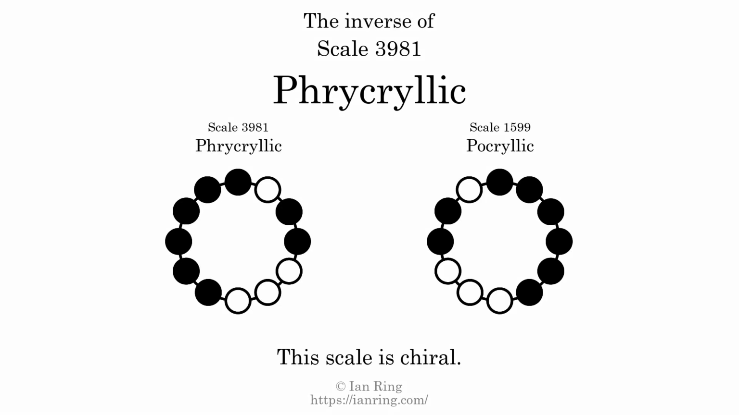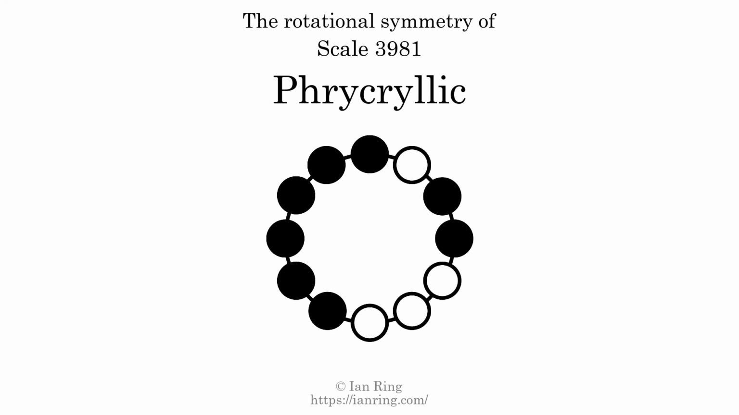The inverse of a scale is a mirror image. It is what you get when the sequence of intervals is reversed. The inverse of this scale is scale 1599, also known as Phrycryllic. This scale is chiral. It cannot transform into its inverse by rotational transformation. This scale has no rotational symmetry.